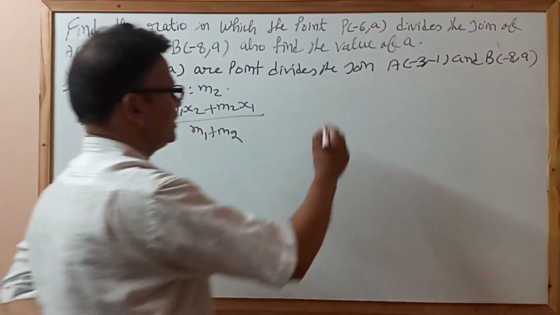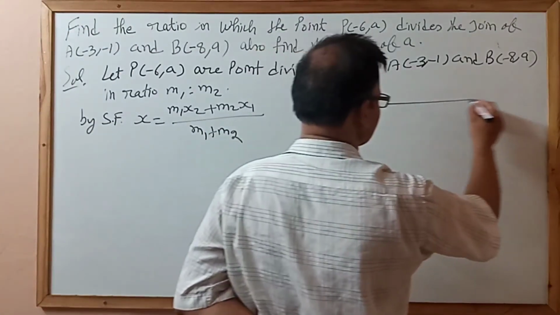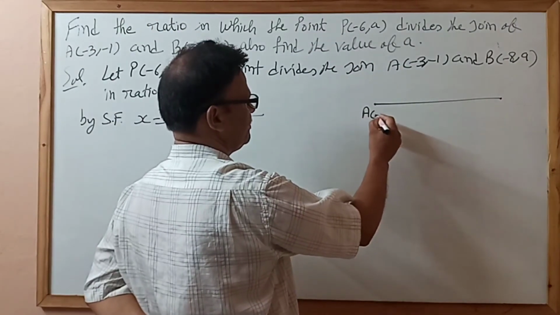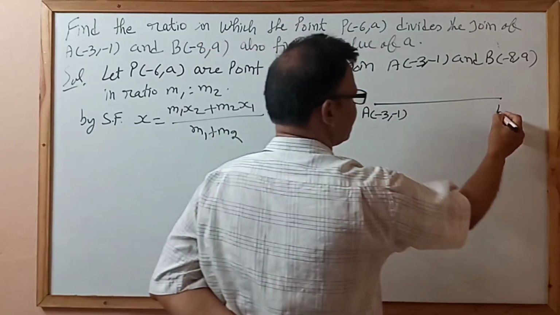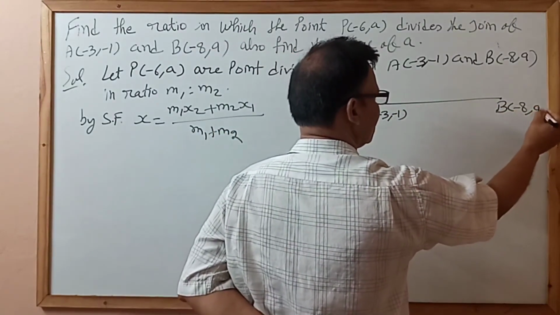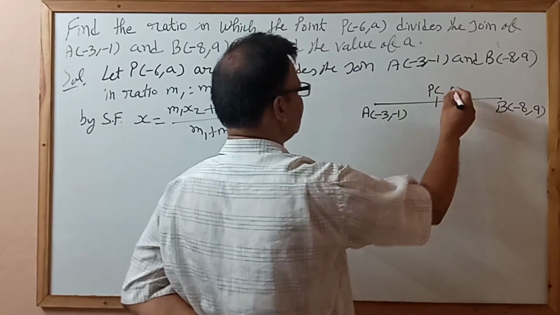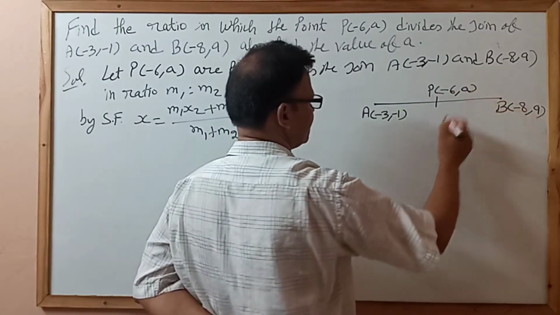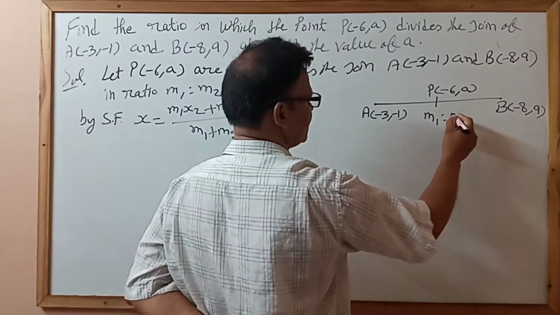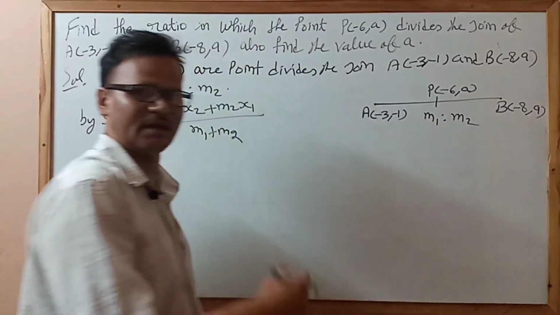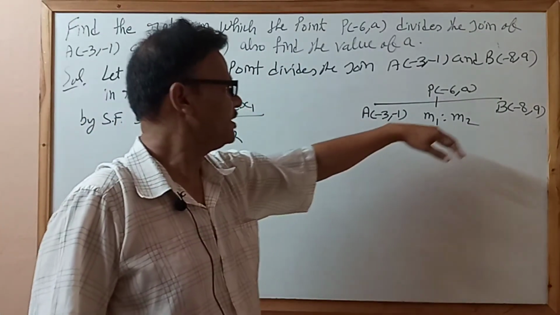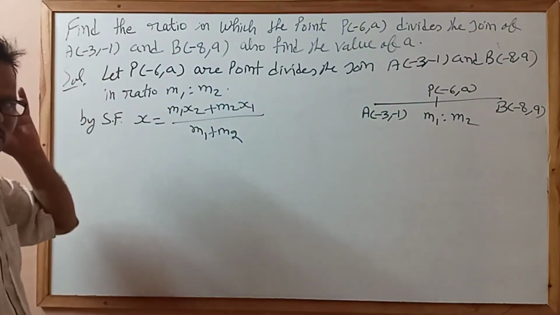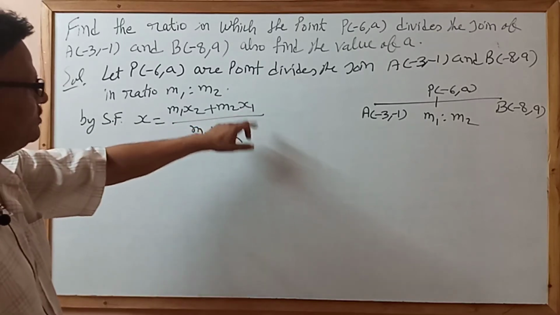So first of all we draw the figure, then it is easy to do the sum. So first of all take a point A here, (-3, -1), and B here (-8, 9). Take a point P here whose coordinates are given as (-6, a), and ratio m1 ratio m2. First of all draw a figure like this, whatever is given in the statement right here, then solve the sum. So by section formula, x is equal to this.